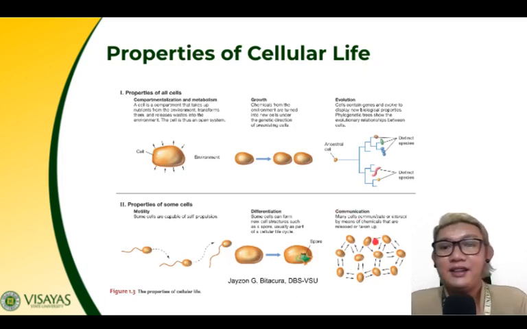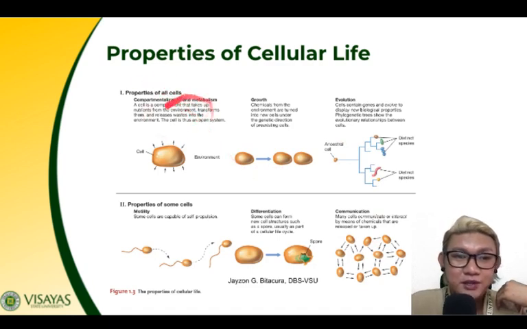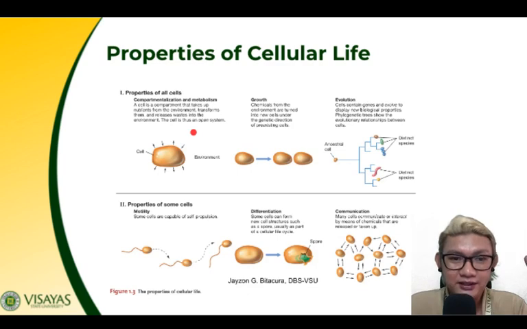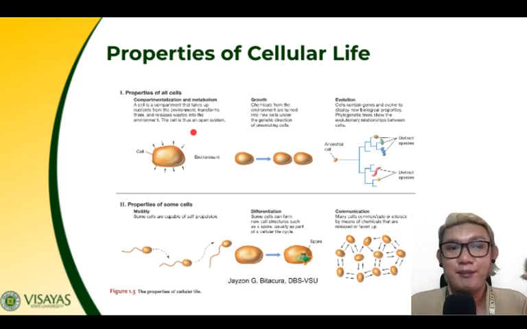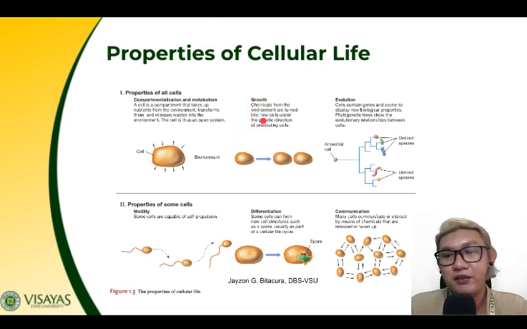Now, cells in general have properties that are common to all, and there are also properties that are only found in certain types of cells. Some of the properties common to all are compartmentalization and metabolism, growth, and evolution. Compartmentalization is important to have that environment inside the cell, so the inside of the cell will be distinct from the external environment. Metabolism is happening inside that particular cell. Growth is also a characteristic of all types of cells.